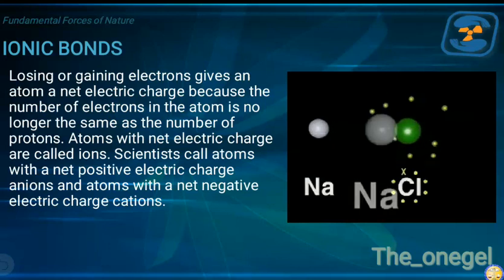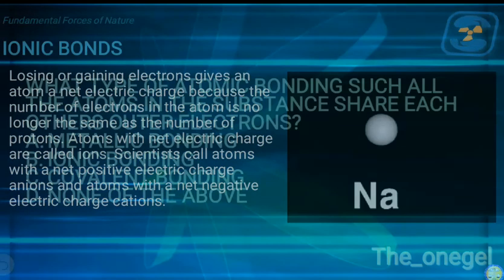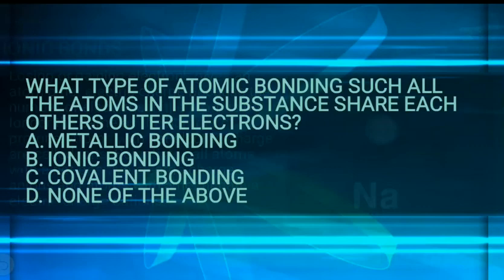So the third type involves positive. Both atoms are of positive state. So what type of atomic bonding is it when the atoms in the substance share each other's outer electrons? Is it letter A, metallic bonding? Is it letter B, ionic bonding? Or letter C, covalent bonding? Or D, none of the above?